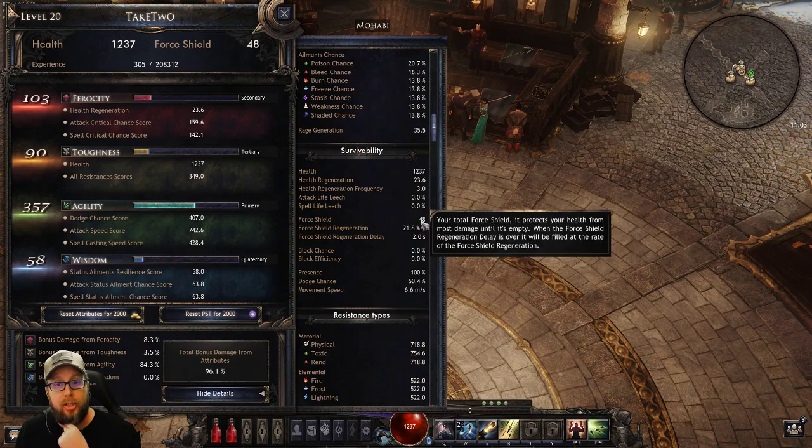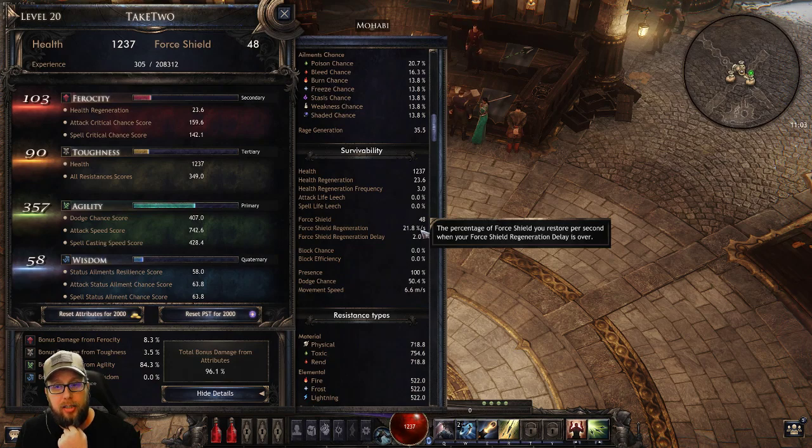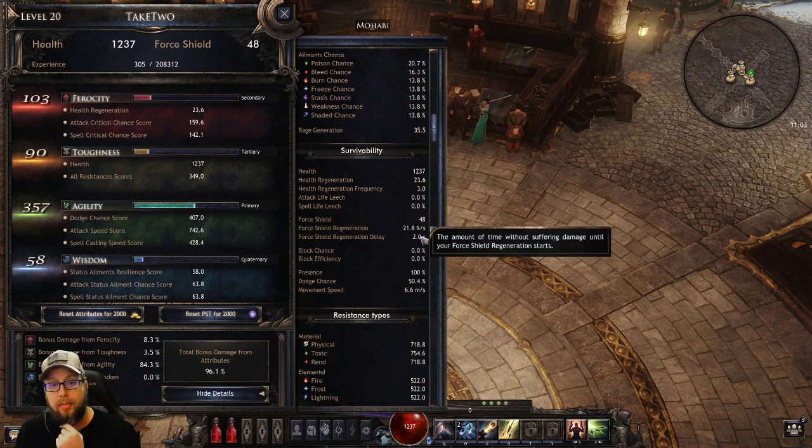Same thing with force shield. Force shield regeneration. The percentage of force shield you restore per second when your force shield regeneration delay is over. Well, how long is the force shield regeneration delay? 2 seconds. And that is the amount of time without suffering damage until your force shield regeneration starts. You see what I'm saying? You have to read how each of these work.